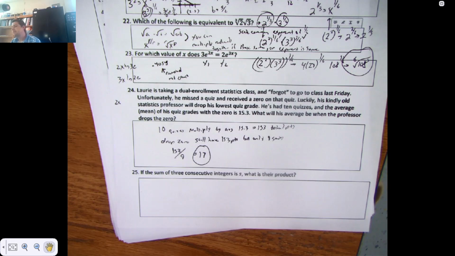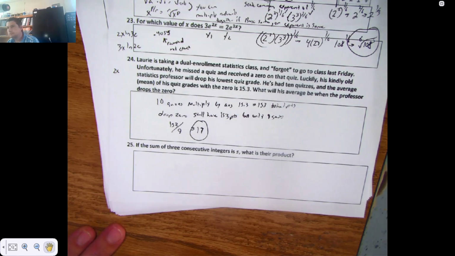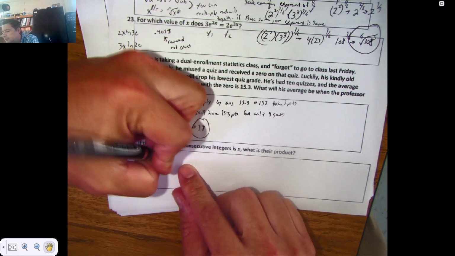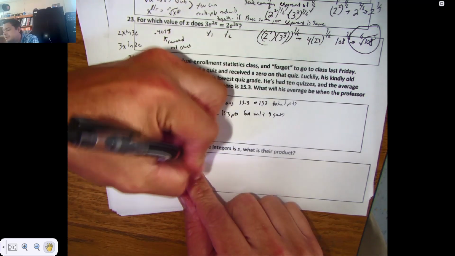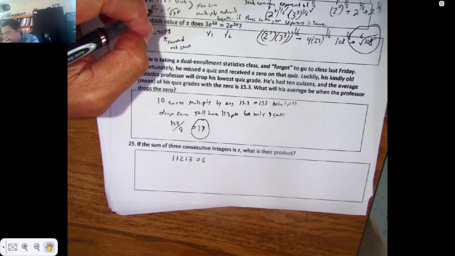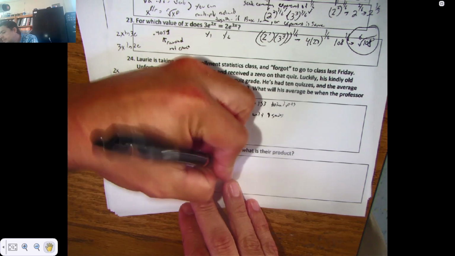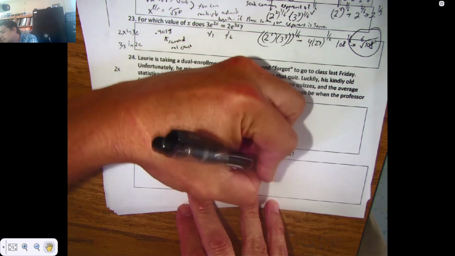25. The sum of 3 consecutive integers is s. What is their product? This is a rough one. So I'm going to make up 3 numbers here and look for a pattern, but they're going to be consecutive. Consecutive numbers would be something like 1 plus 2 plus 3. All right? 1 plus 2 plus 3 is 6. And here's what I see. If I take the sum and I divide it by 3, I get the middle number.